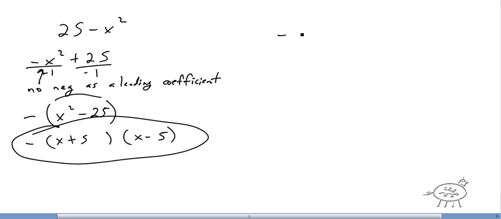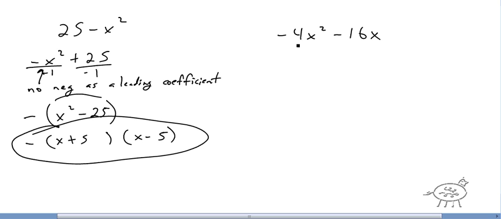Negative 4x squared minus 16. Let's make it minus 16x. I'm going to put that in there. Alright, it's in descending order.